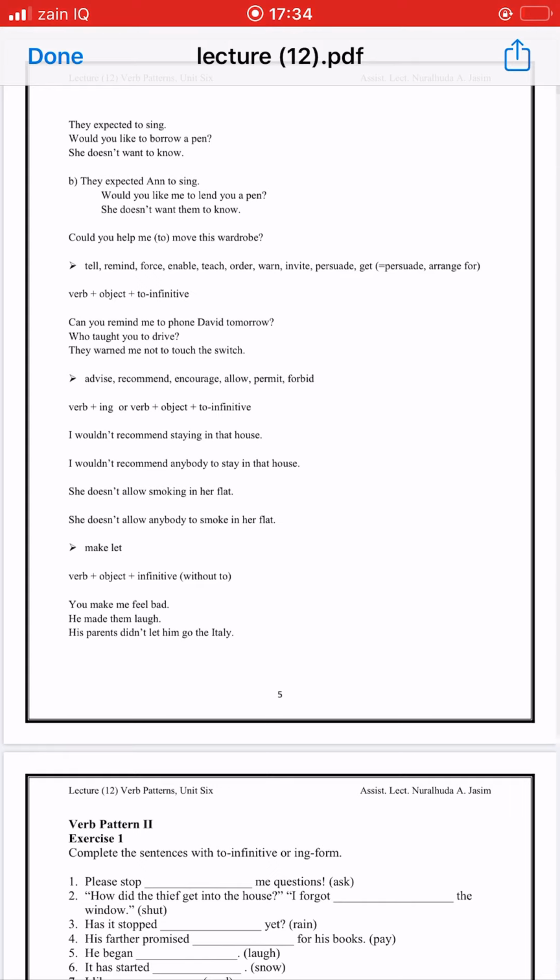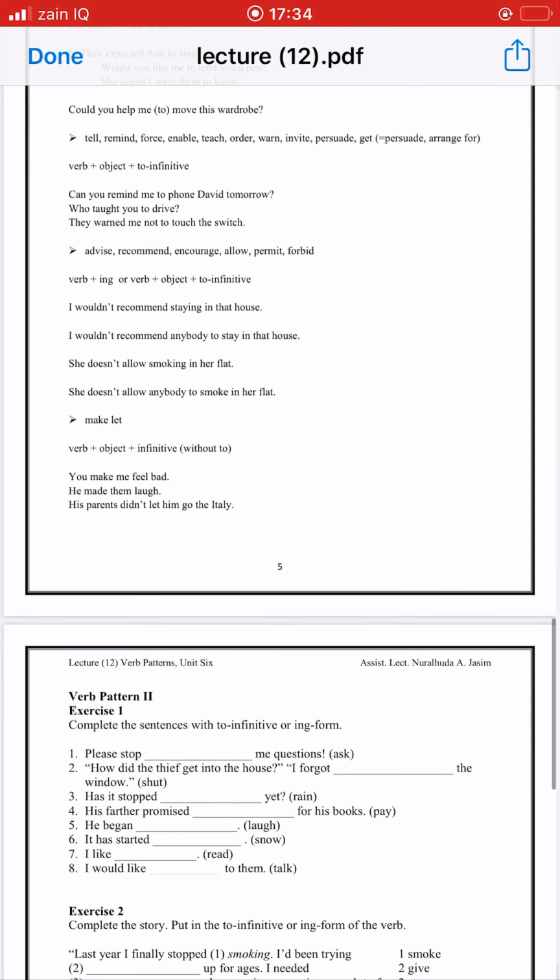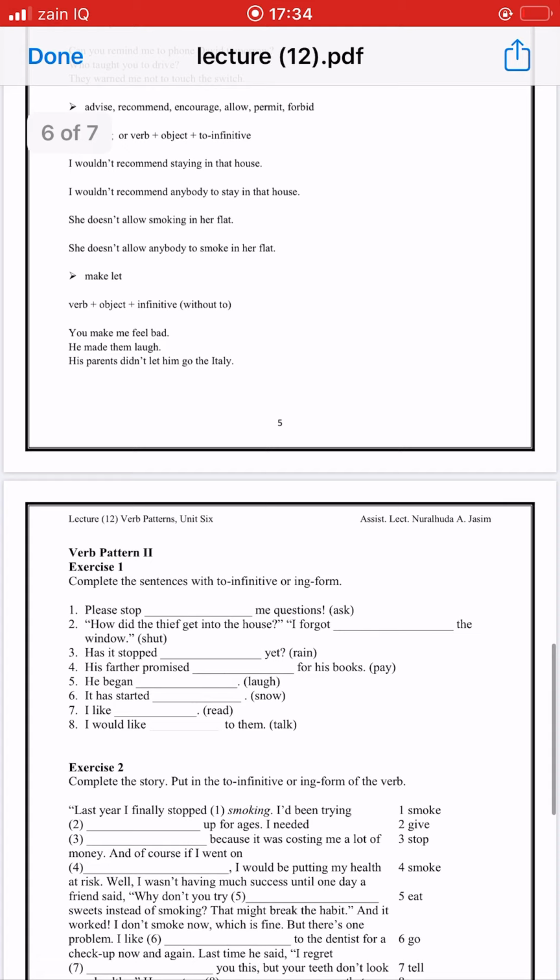She doesn't allow smoking in her flat. She doesn't allow anybody to smoke in her flat. Notice the first sentence uses a gerund, and the second uses anybody to smoke, an infinitive preceded by the object, the noun anybody. Make and let are verb plus object plus infinitive without to.